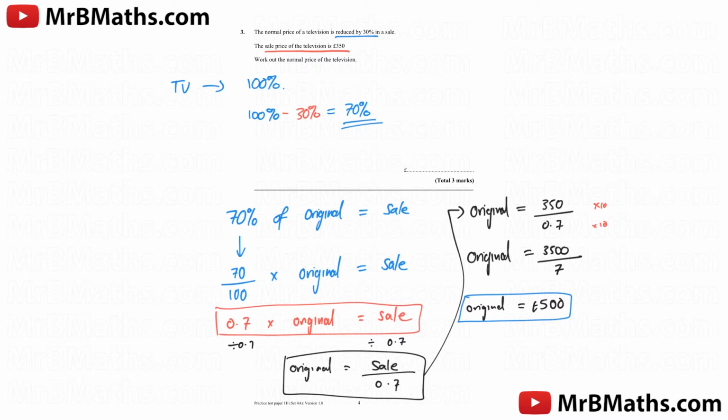Now, think about this, it has to make sense. If the sale price was £350, it's been reduced, the original must be more. So if you got an answer that was less than £350, you've messed up somewhere. So you can just do that quick check.